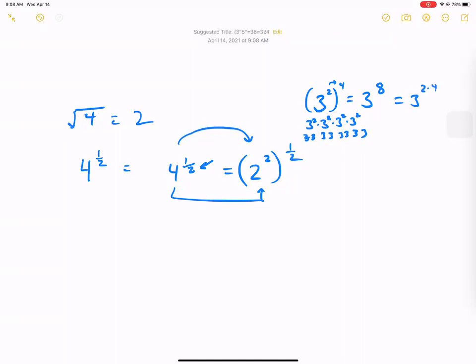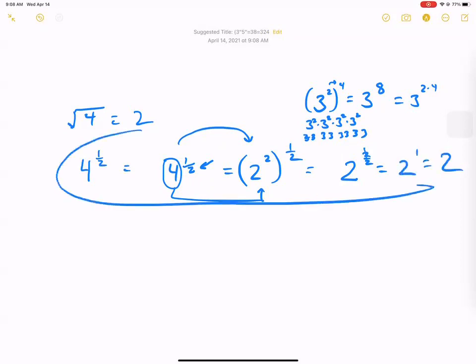We can do the same thing even though it's a fraction. 4 is really 2 squared. And what happens to those exponents if we multiply them? 2 to the 2 times 1/2 is 2 over 2. Take a look at what happens to the fractions. They cancel out, and we're left with 2 to the 1, which is just 2. A long way of just doing that.